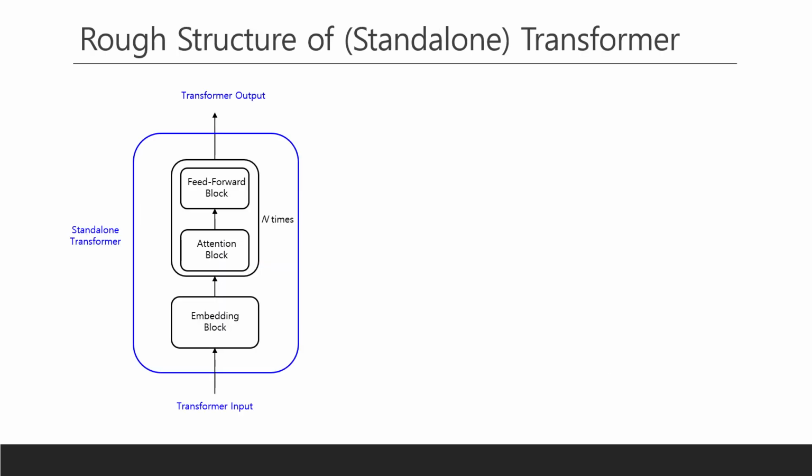So, what's inside a transformer? At a high level, it has three main components. An embedding block that turns inputs, such as texts or images, into vectors. An attention block that helps the model focus on the right information. And a feed-forward block that transforms those features deeper. These layers are stacked multiple times.